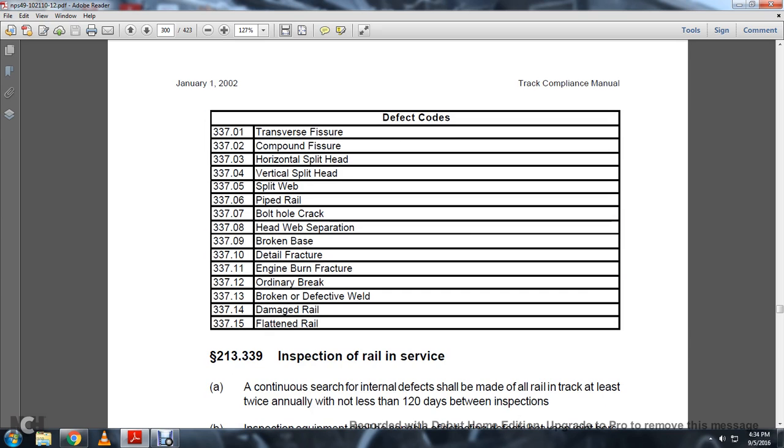Rail defect codes: 01, transverse fissure; 02, compound fissure; 03, horizontal split head; 04, vertical split head; 05, split web; 06, piped rail; 07, bolt hole crack; 08, head web separation; 09, broken base; 10, detail fracture; 11, engine burn fracture; 12, ordinary break; 13, broken or defective weld; 14, damaged rail; 15, flattened rail.